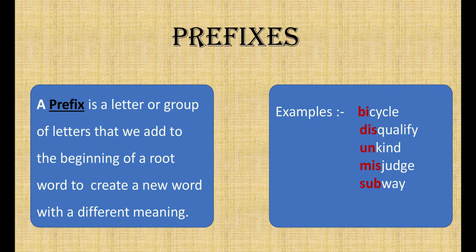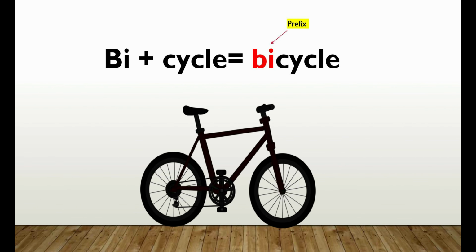For example, bicycle, disqualify, unkind, misjudge, subway. In these words, bi, dis, un, mis, sub are prefixes. By adding the prefixes, we can form new words. And now see this example. Bicycle. Here bi is the prefix which comes from Latin language which means two. And cycle is the root word derived from Greek word kyklos which means circle. So it means a vehicle having two wheels.